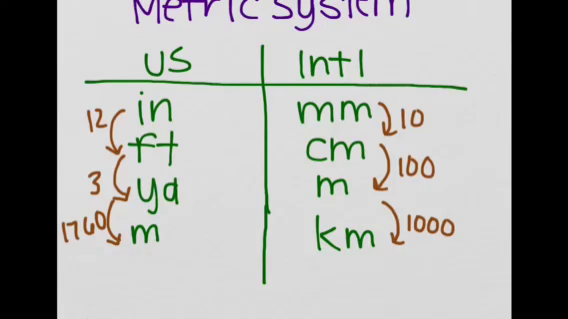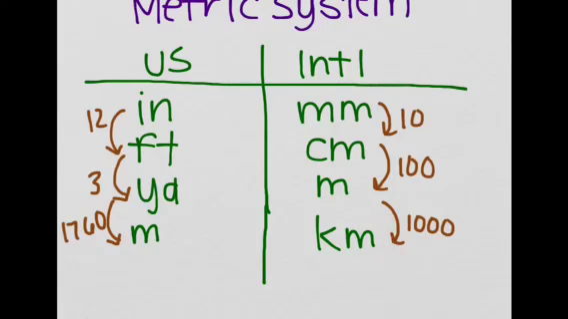So for example, there are 12 inches in a foot. There are 3 feet in a yard, and there are 1,760 yards in a mile. Now, if we look at the international or metric system, there are 10 millimeters in a centimeter, there are 100 centimeters in a meter, and there are 1,000 meters in a kilometer.